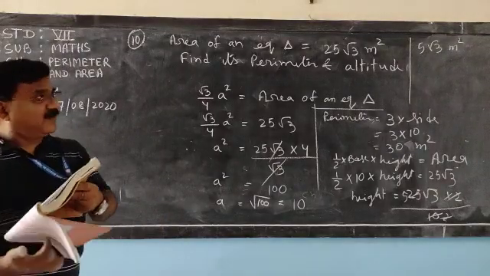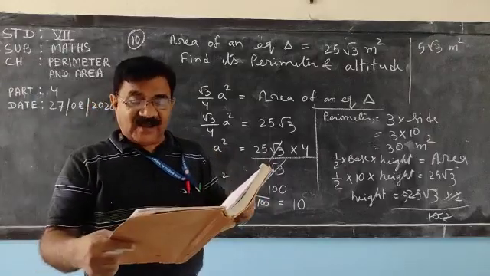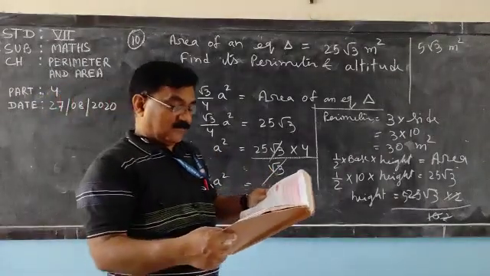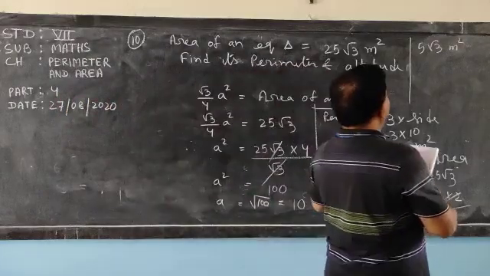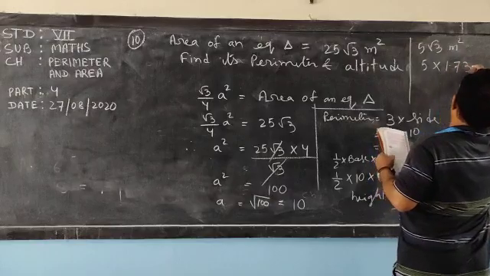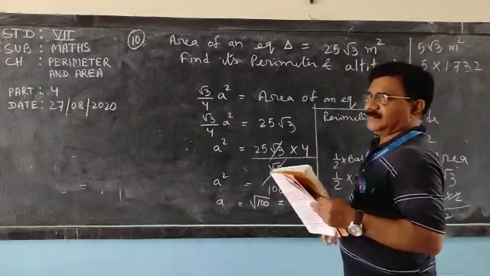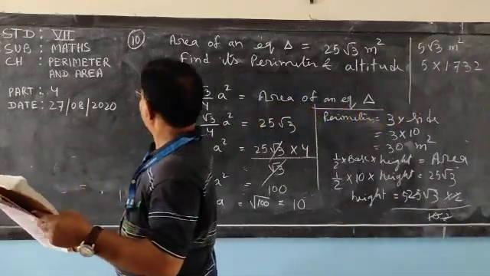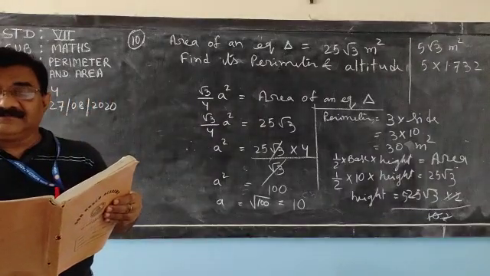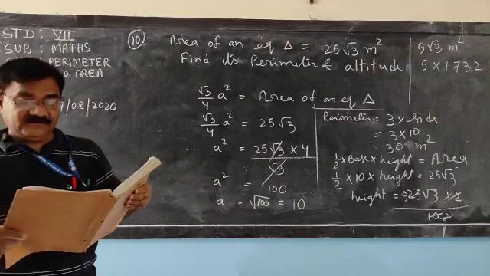So it is not given directly. You can write 5 root 3 meter square, or if you multiply 5 into 1.732, you will get the answer. So question number 10 is very clear. We can find question number 10.